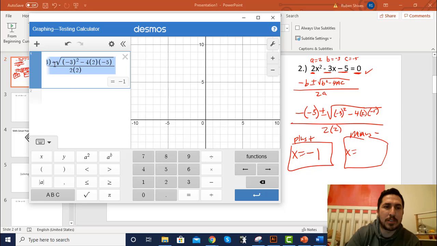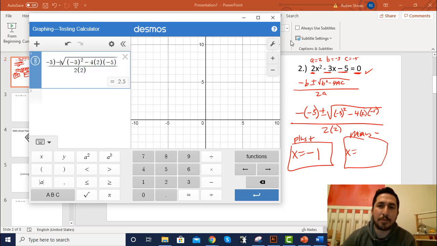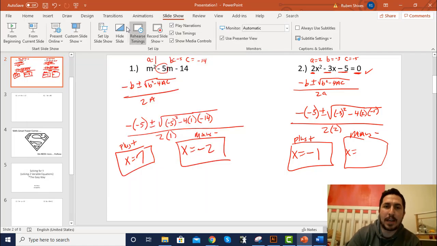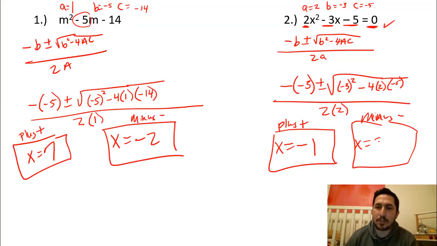Go back to Desmos, take the plus sign off, make it a minus sign, and now it gives me a 2.5. So I can come back and write in my answer for the minus sign as a 2.5. Let's go. 2.5. And you're finished. That's it. All right, next one.